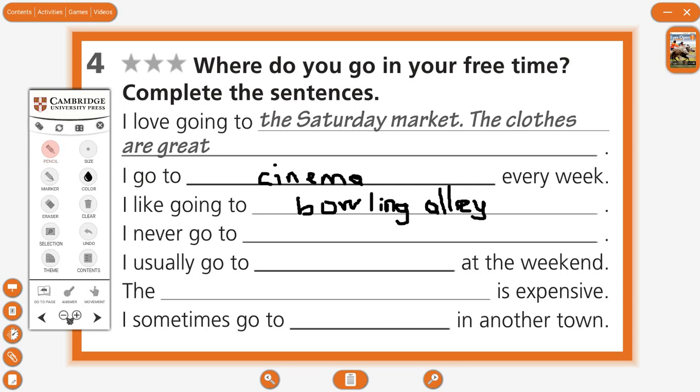And I never go to the sports stadium, for example. This is my answer. And I usually go to the shopping center, for example, at the weekend.